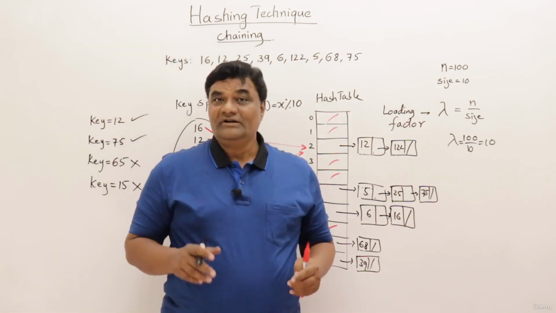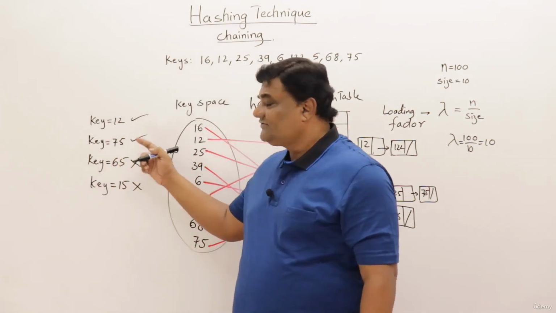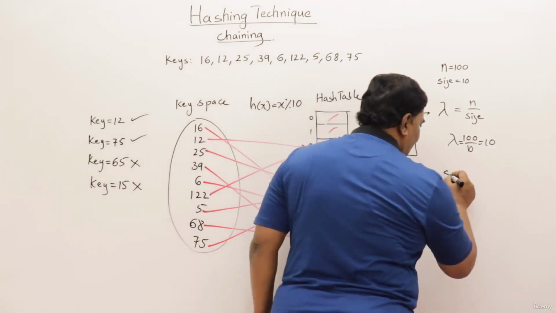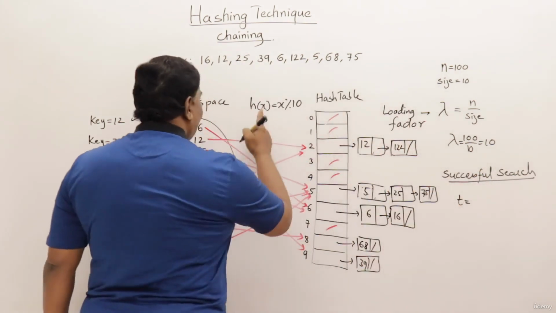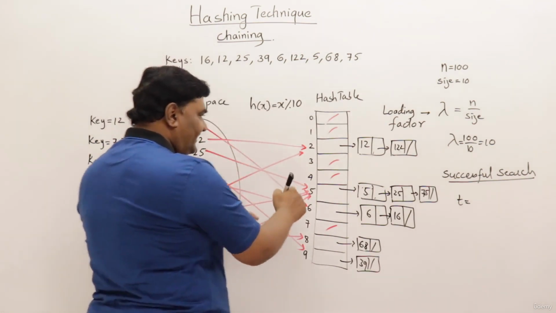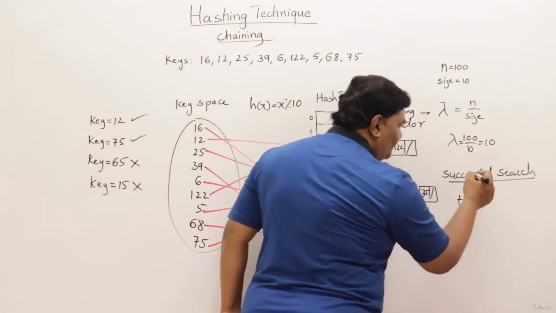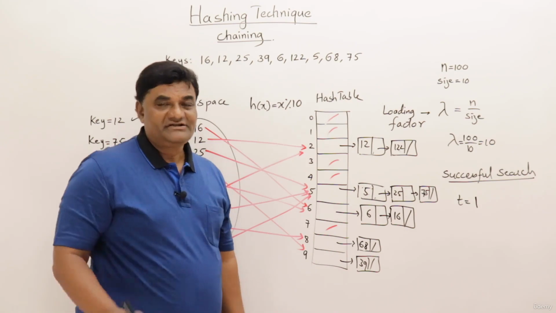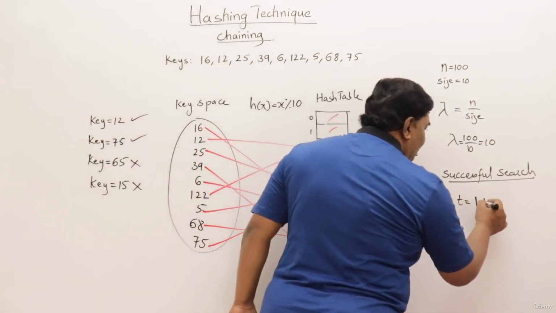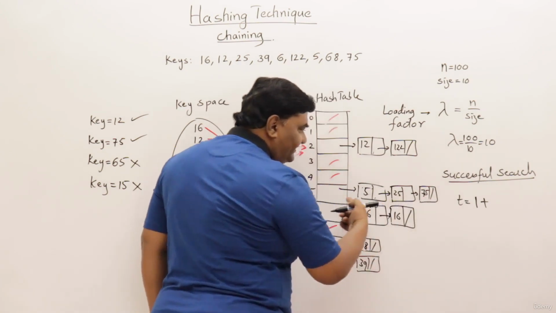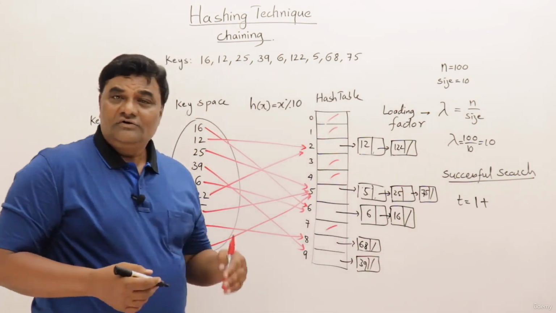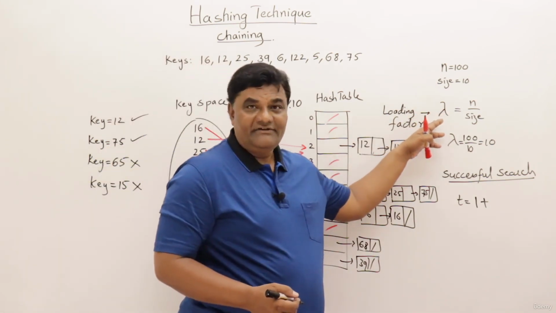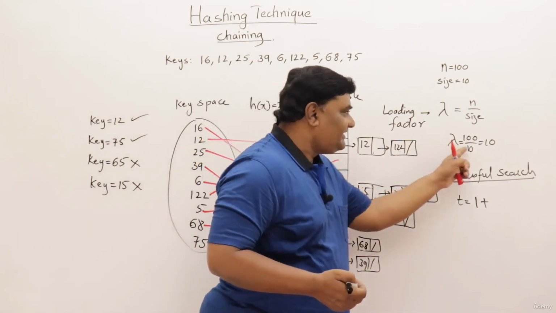Now let us see the time taken for searching in case of a successful search. For a successful search, first of all, we use the hash function for getting the index, and that takes constant time, 1. Yes, 1 for computing the hash function, which takes constant time. Second, we have to search in that particular chain, that particular linked list. So what could be the average time? The average time will be half of the loading factor. We are assuming that at each location 10 keys are there.